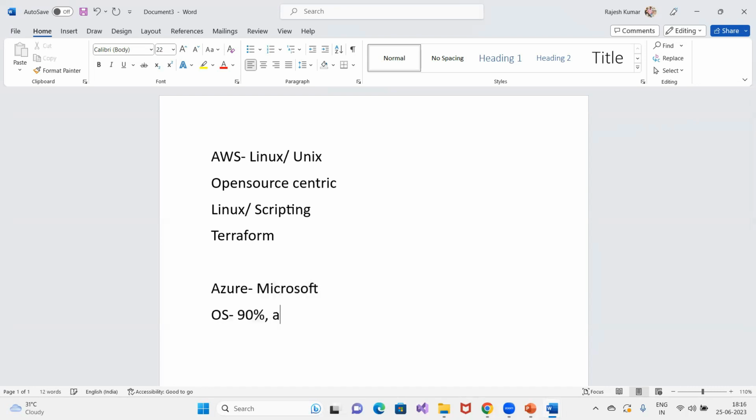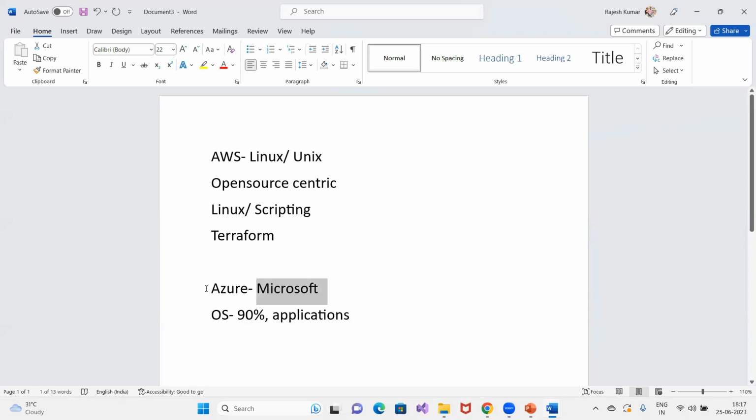And they are also using their applications like Office 365, MS Office, Exchange, SharePoint, Teams. So you can practically relate this thing. You are working in the company, you are giving support to the Microsoft platform. So Microsoft share is very big. Almost every big organization is dependent on the Microsoft platform.